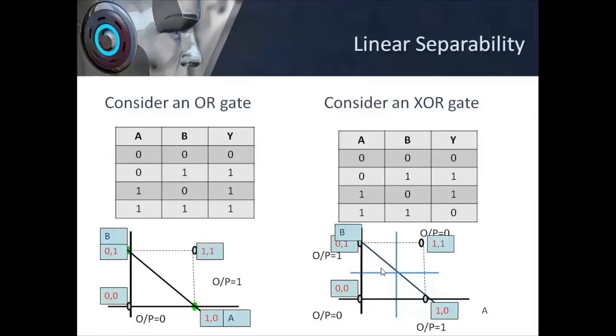So I can see I don't have any single line which is able to divide this space, covering the 4 points of my XOR gate, into two separable classes of the output, where one bipolar output is restricted to one region and the other to the other region. So it is unable to classify using a single line into two separate output regions. So this is said to be linearly inseparable.